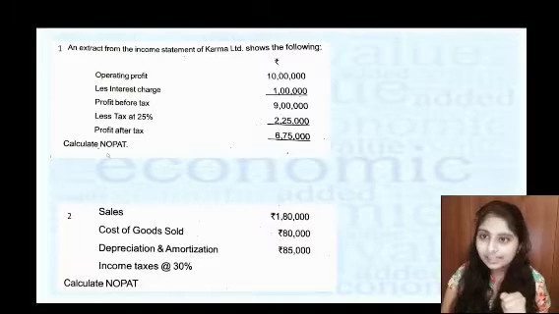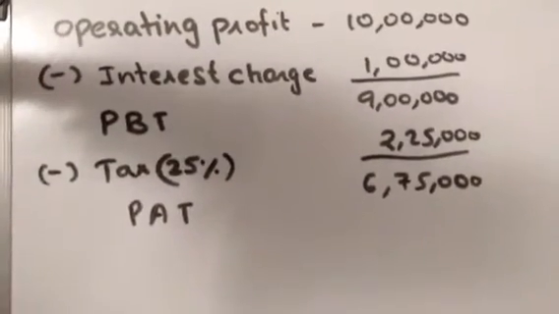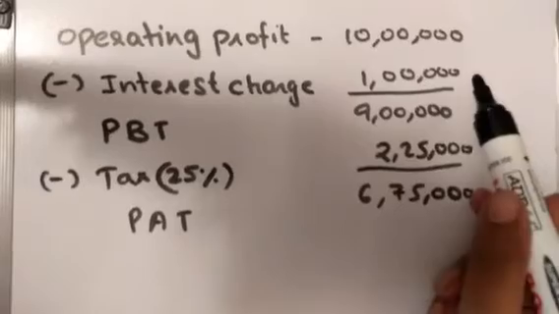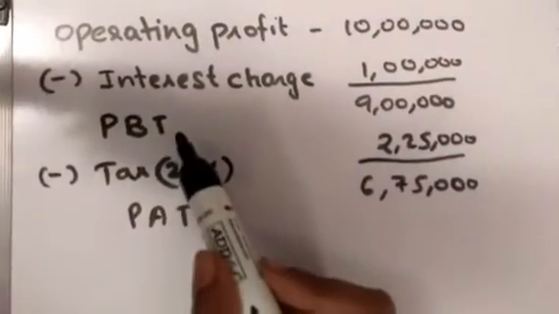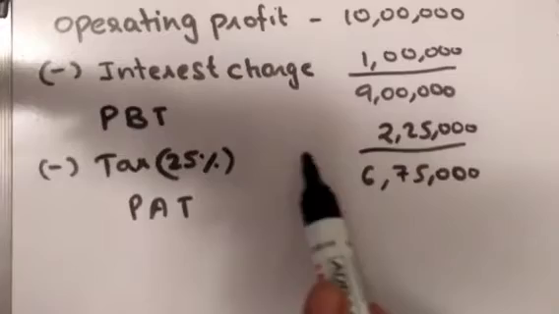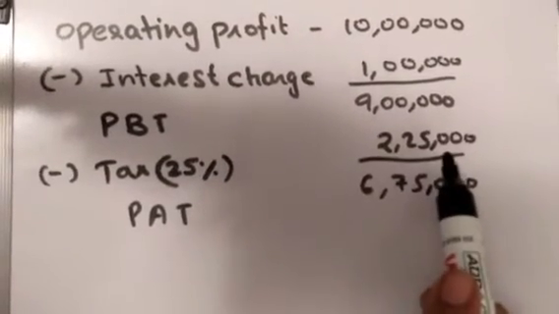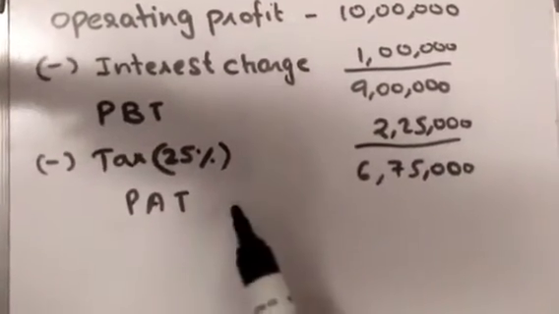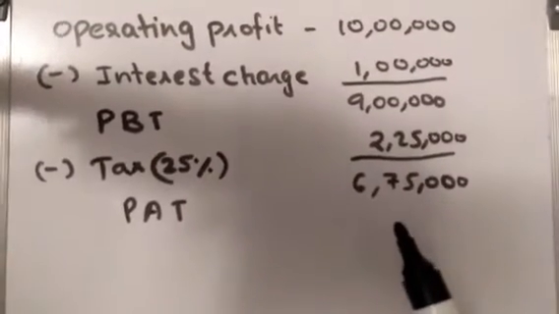Let's calculate NOPAT. It is given that the operating profit is 10 lakh and the interest charge is 1 lakh. Profit before tax is 9 lakh. Then we deduct tax of 25%, that is 2,25,000, and we get profit after tax as 6,75,000, and we are asked to calculate NOPAT.